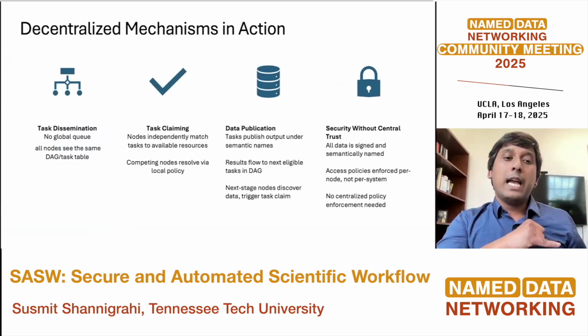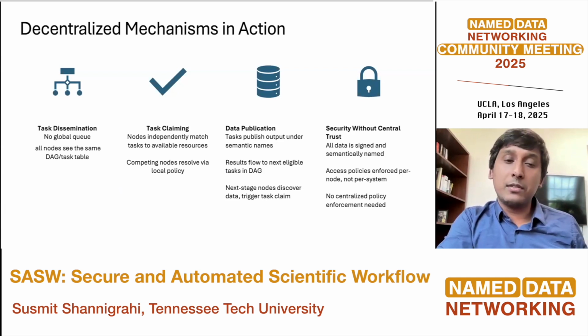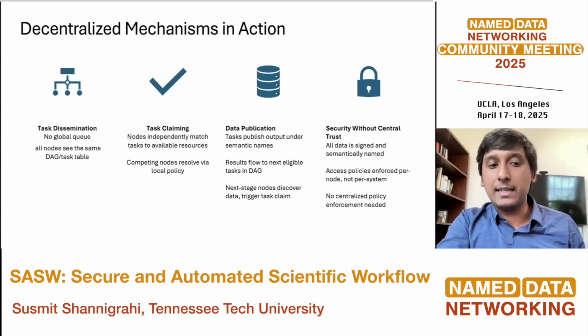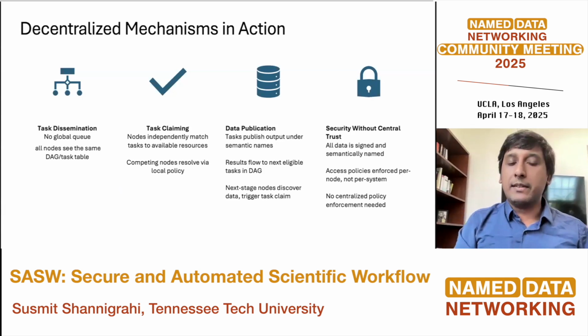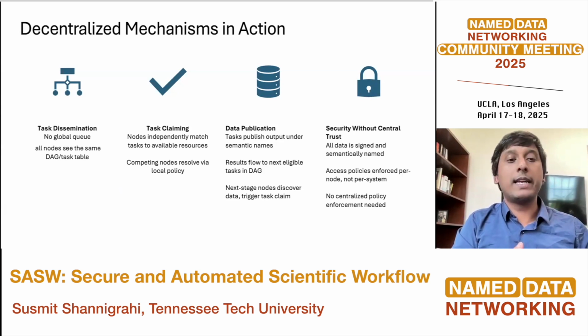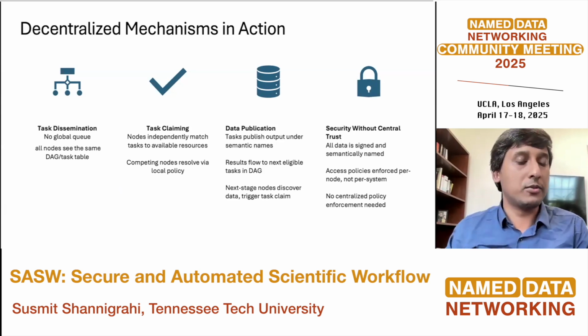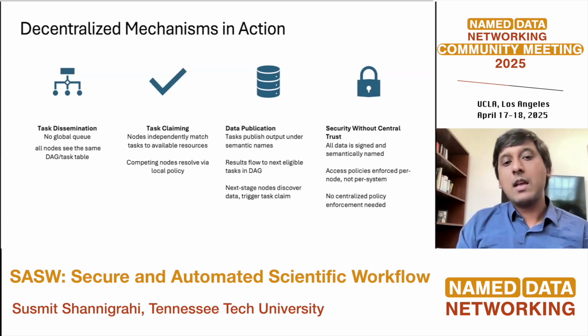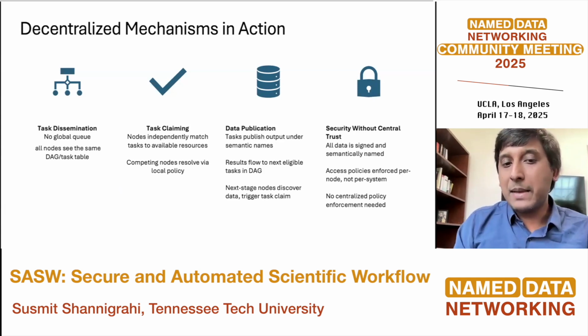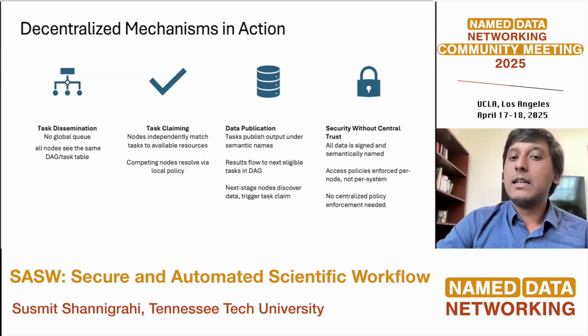So where does this decentralization come in? We have task dissemination. There's no global queue. All nodes have a synchronized state in the form of the task table, but there is no global coordinator that's telling each of these nodes that node A needs to pick this task. The task claiming is done independently.